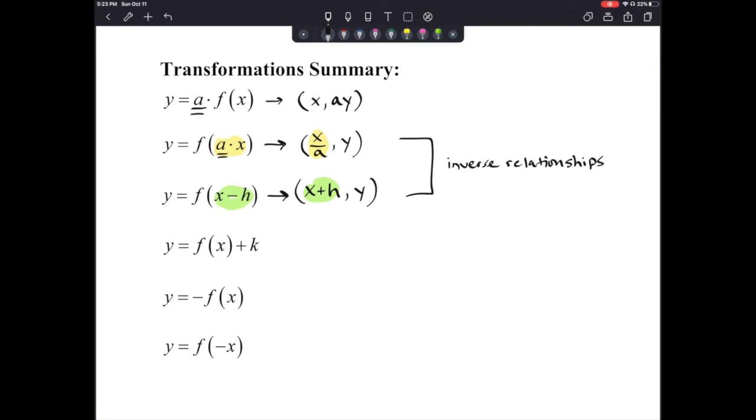We have y equals f of x plus k. That's our vertical stretch. So our points would be x, comma, y plus k. The next one we have here is going to be y equals the opposite of f of x. So we're going to say x, and then we're going to do a negative y. So this is going to flip it over the x-axis. And then last but not least, we've got f of negative x. And remember, we just said with this one, we're going to end up with a negative x, comma, positive y.